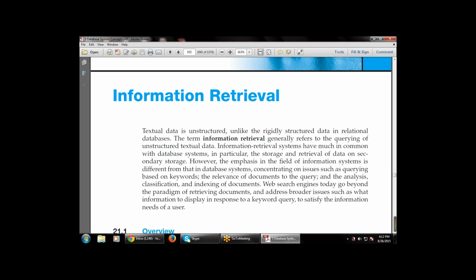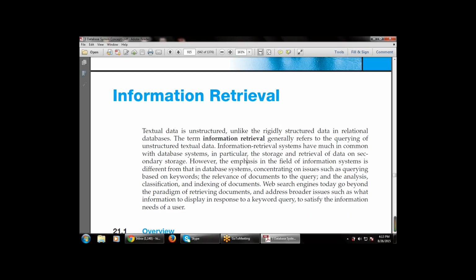Whatever data is available in the information system is based on keywords and the relevance of documents to the query, and on the analysis, classification and indexing of the documents. So the query is used for the indexing of the documents, for the querying of the documents, and for the analysis of the documents.